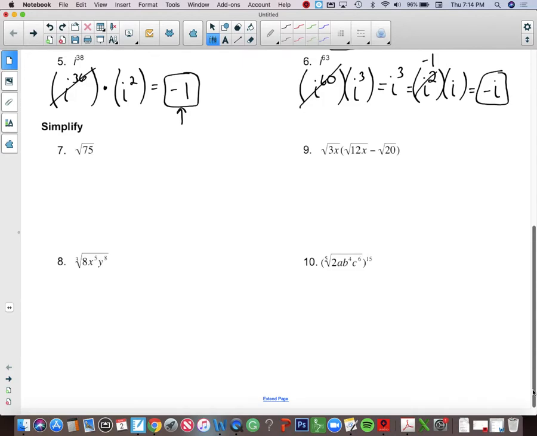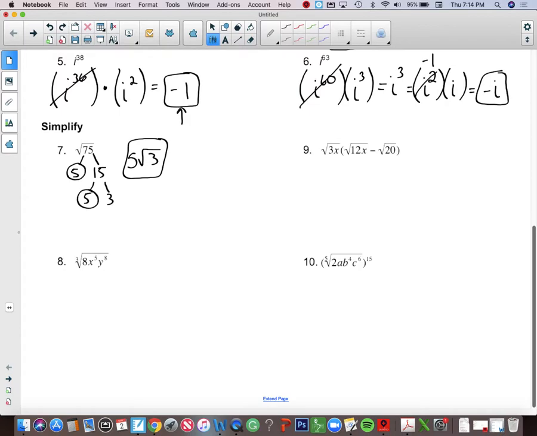So number 7, we want to simplify square root of 75. If we don't have a perfect square, we've got to factor tree it. So it'll be 5 and 15, and 15 breaks down into 5 and 3. Since it's a square root, we're looking for 2 of a number. So we have two 5s, which would give us a 5 in front. So it would be 5 square root of 3. That's what that would simplify down to.